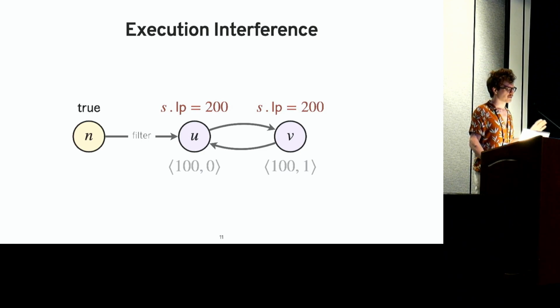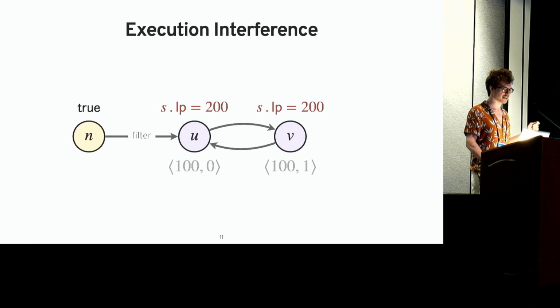Let's suppose we gave these weird little interfaces. We've said that n is going to send any possible route, so we just use true to represent its interface. But for some reason, we're insisting that the local preferences are going to be 200 at nodes U and V. And the problem is that the modular verification procedure I just showed you will accept these interfaces.